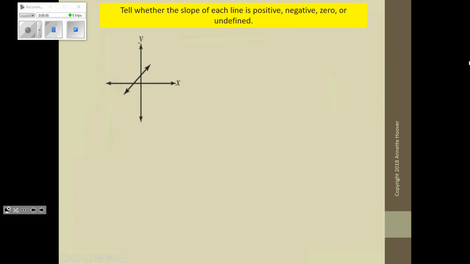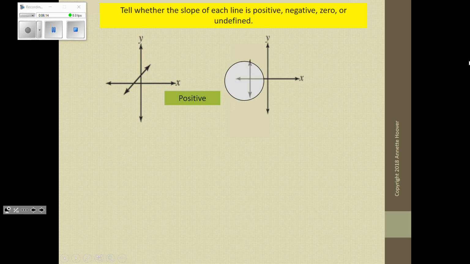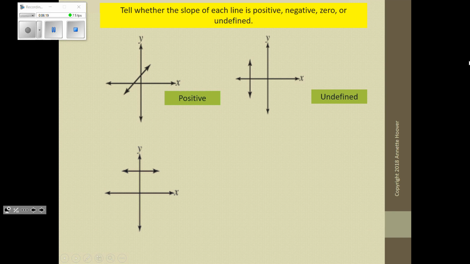So as review, look up here, we decide if each line is a positive, a negative, a 0 or undefined slope. This one is a positive slope because it goes uphill. This one, again, if you think about a skier and you're trying to ski the slope, skiing straight downhill off a cliff probably wouldn't work too well. So we call that undefined. This is your 0 slope. That means you're skiing, but there's no slope at all, just flat ground. And this would be our negative slope because it's going downhill.